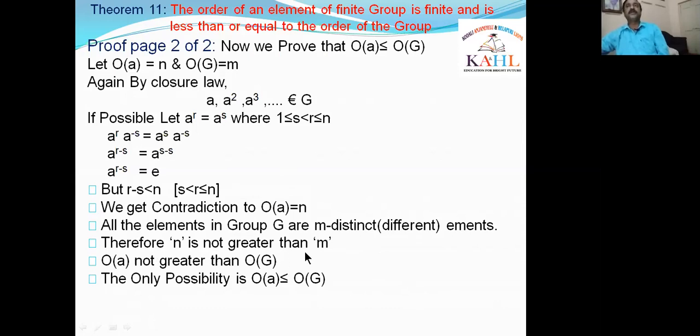Is it right? Because the maximum number of elements in G is M, N may not cross the value of M. That means N is less than or equal to M. Okay, right? That means the order of A is less than or equal to M, which is the order of G. The order of A is less than or equal to the order of G. Now we have proven that the order of an element is less than or equal to the order of the group G. Is it right? That is the second one.